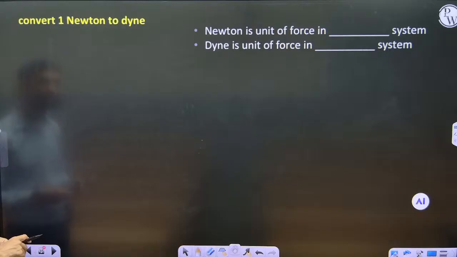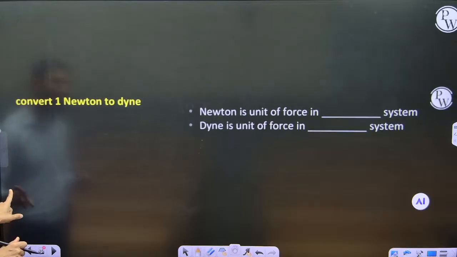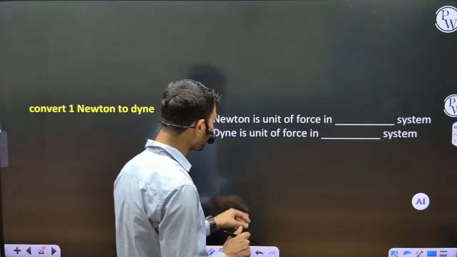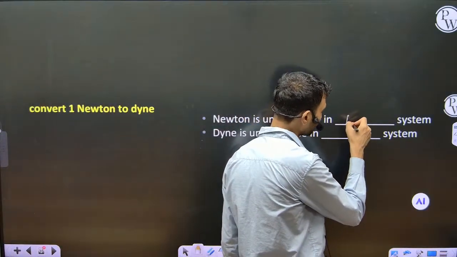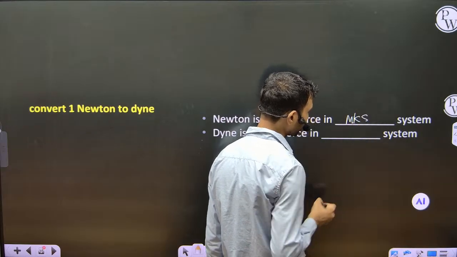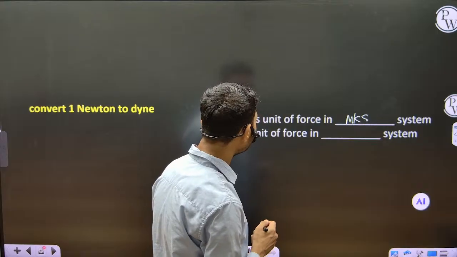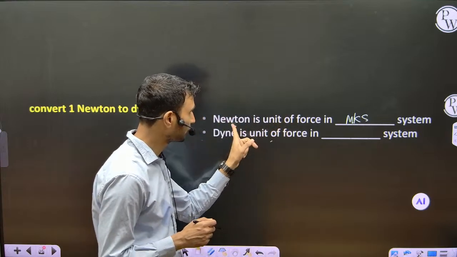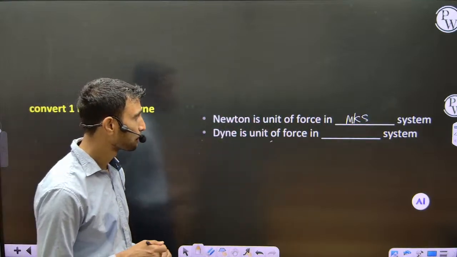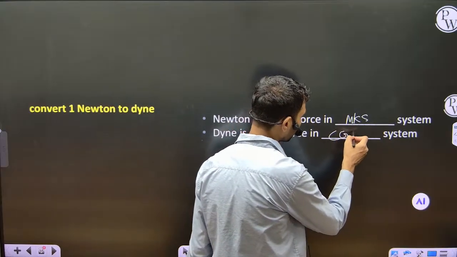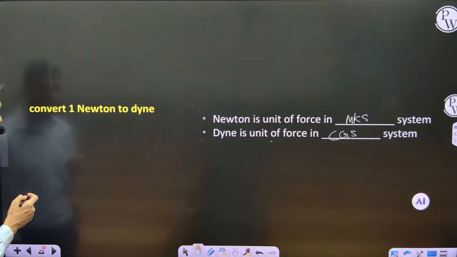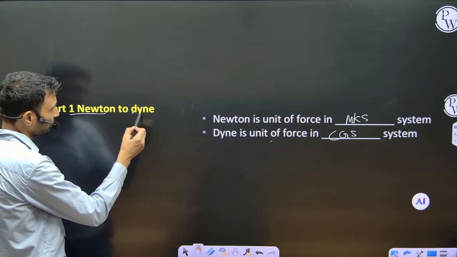Let us convert 1 Newton to dyne. First of all, what is 1 Newton to start with? 1 Newton is the unit of force written in MKS. And dyne is also a unit of force. Newton also and dyne also, both are units of force. But dyne is a unit of force in CGS. So convert 1 Newton to dyne.